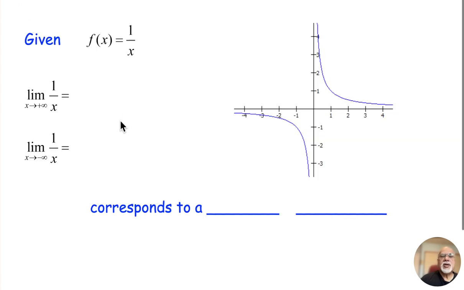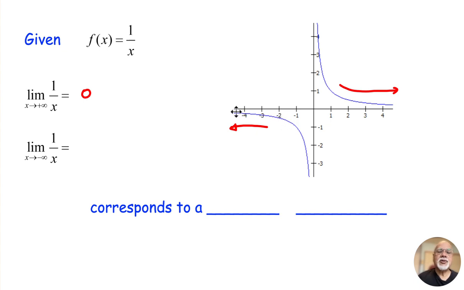So now let's take a look at the function 1 over x. I've graphed it on the right-hand side, courtesy of Desmos. As x goes to infinity, that's like going in this direction, and we can see that the y value is approaching 0. Likewise, as x is approaching negative infinity, in other words going in this direction, you can see that the graph is also approaching 0.